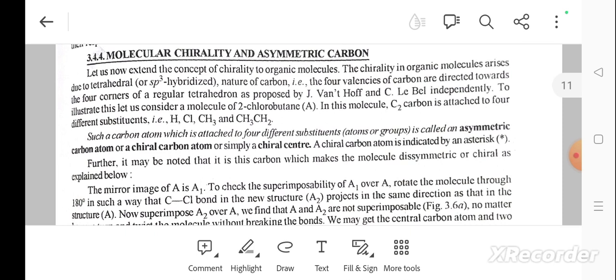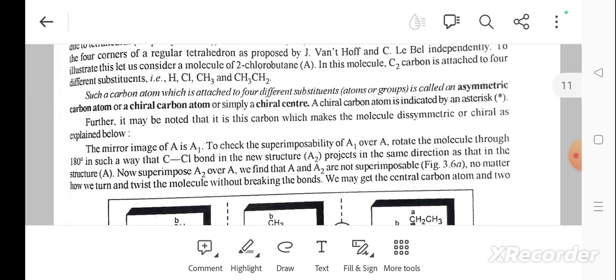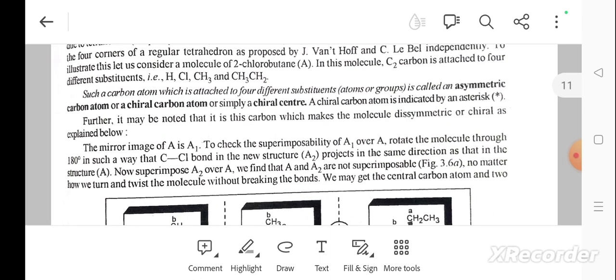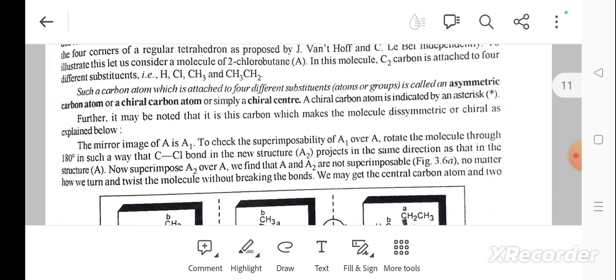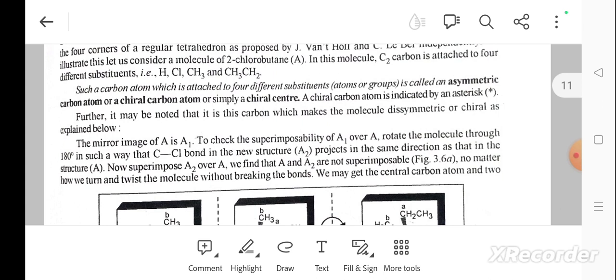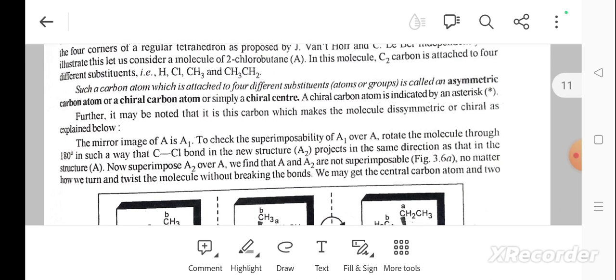In this molecule, the C2 carbon is attached to four different substituents: H, Cl, CH3 and CH3CH2. Such a carbon atom which is attached to four different substituents is called an asymmetric carbon atom or a chiral carbon atom, or simply a chiral center. A chiral carbon atom is indicated by an asterisk.